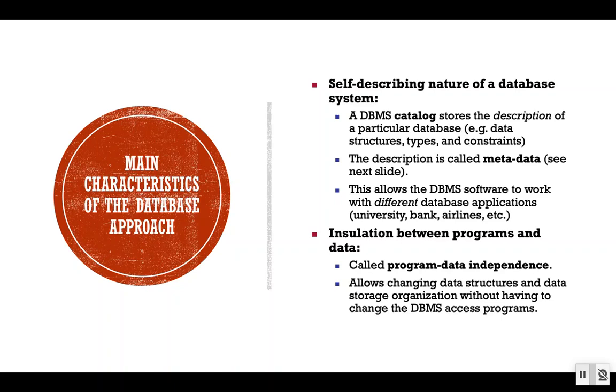We are going to now say some characteristics of the database approach. When we represent our data using a database, we want to maintain some characteristics. One of them is that the database should be self-describing. A DBMS catalog means the description of the data. The description of the data should be self-describing, and looking at the database, it should give us an idea what this database is about.